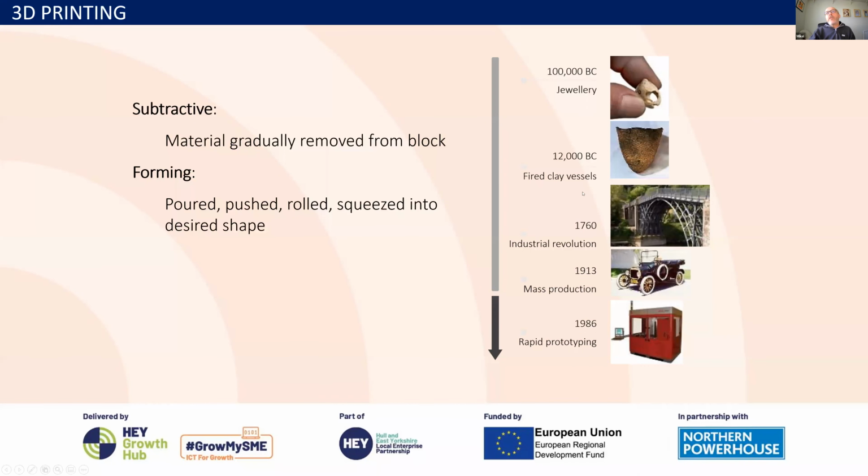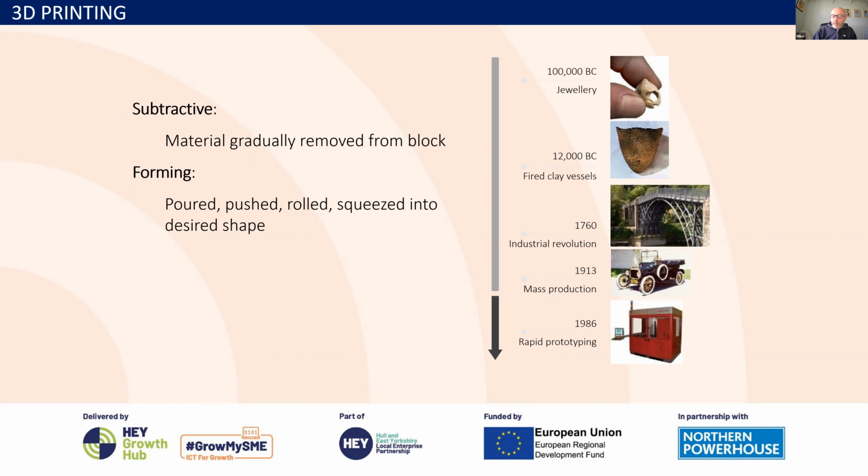So traditionally, over the many years that we've manufactured items, from 100,000 years ago up to about 1986, we could arguably say that it was through two processes: subtractive and forming. Either we'd take a billet of material and remove something from it to create a shape, or we'd take some pliable or liquid material and pour it into a mold to create a shape.